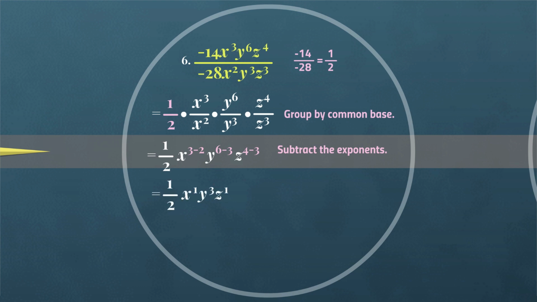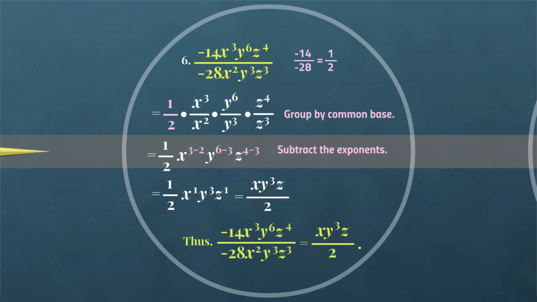So the answer is 1/2 x to the 1, y cubed z to the 1. But we can actually disregard the coefficient 1 and the two exponents 1. So the final answer is x y cubed z over 2. Thus, negative 14 x cubed y raised to the 6 z raised to the 4 over negative 28 x squared y cubed z cubed is all equal to x y cubed z over 2.